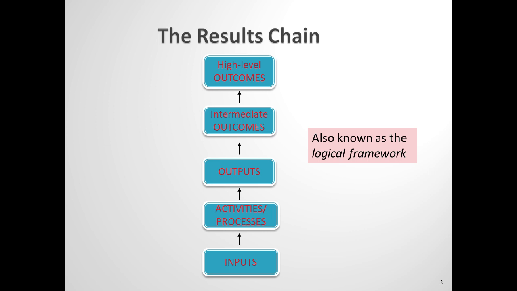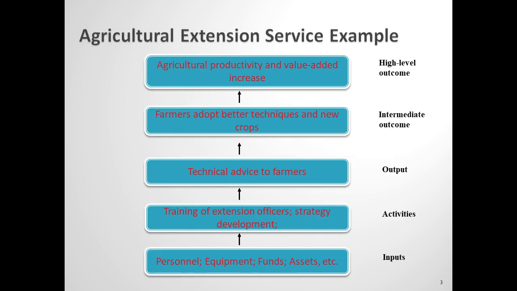Results chain is also widely known as the logical framework, and the two terms are completely equivalent. Let's take a concrete example of the results chain in the case of agricultural extension services, which is the provision by agriculture ministries of technical advice to farmers.